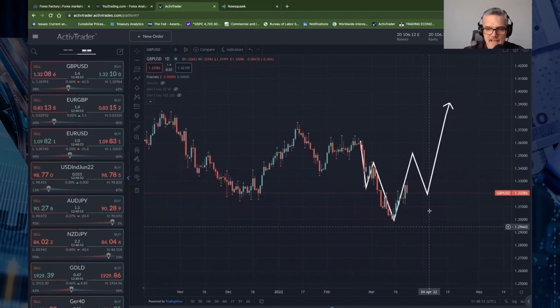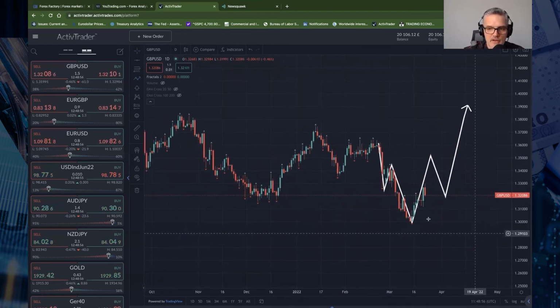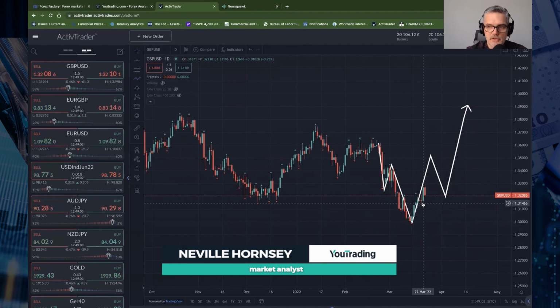But for me, I think the base case scenario is we're looking for lower lows and a continuation of this downtrend. Okay, good luck today. Obviously, wait until after the news before you do anything.